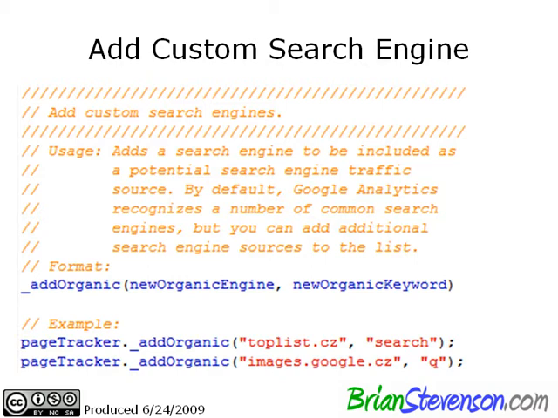And so what we're going to do is implement a function called _add_organic, and there are two parameters that you can pass to it. The first one is the domain name of the search engine, and the second parameter is the query string. By adding in those two parameters, you're letting Google Analytics understand that anytime you get a hit from these people, it's going to register in the right section of your website, which would be under the search engine section.